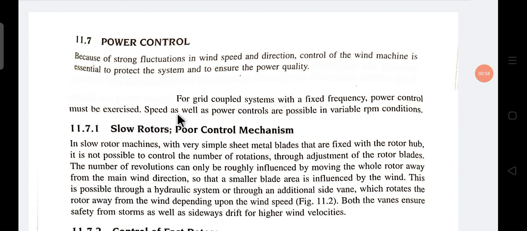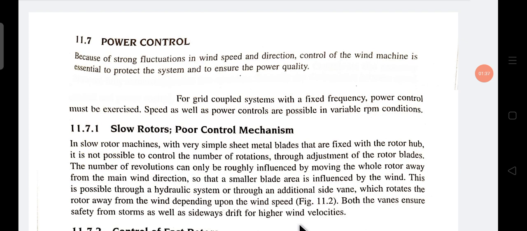Speed as well as power control are possible in varying RPM condition. That means the speed as well as the power of a rotor can be controlled. Whenever the speed is controlled, then by default the power is also controlled. Power and speed control are possible in variable RPM condition.